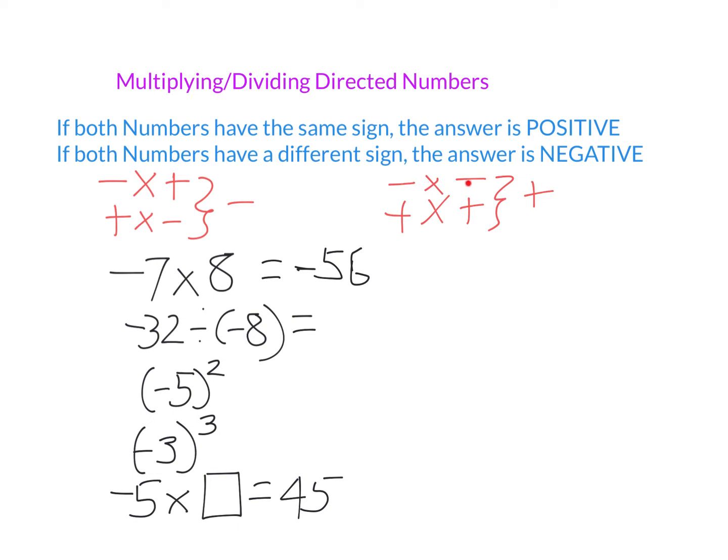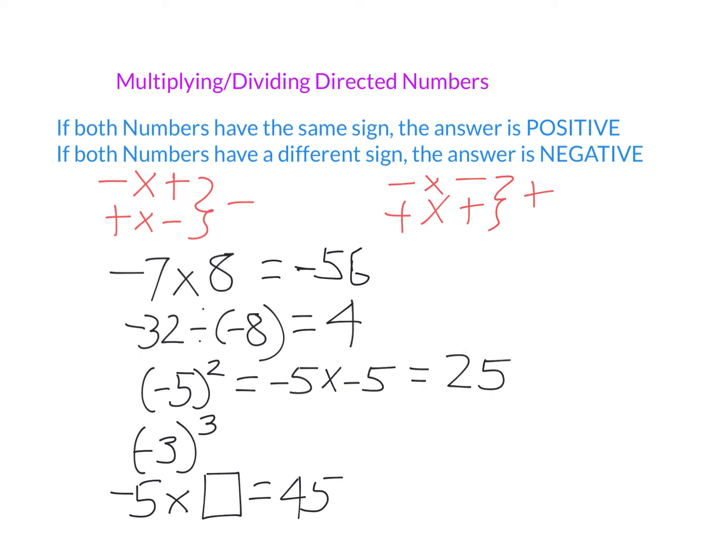So if you multiply or divide two negatives, the answer is positive. So this will just be 4 because 32 divided by 8 is 4. So what about negative 5 squared? This is a tricky one. Remember, squaring means to times something by itself. So this is actually a negative times a negative and will give us a positive answer.